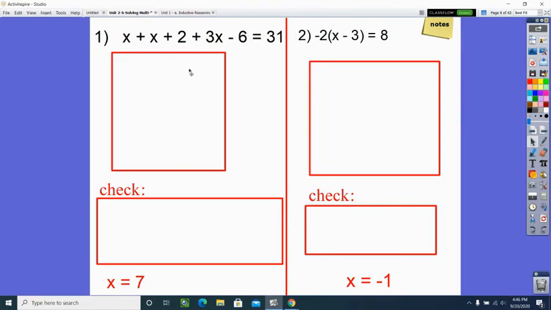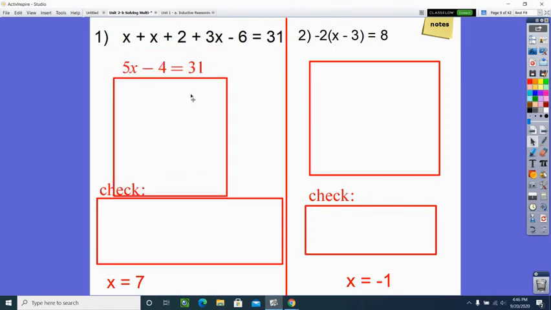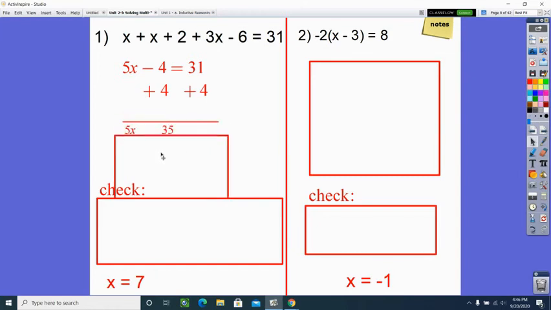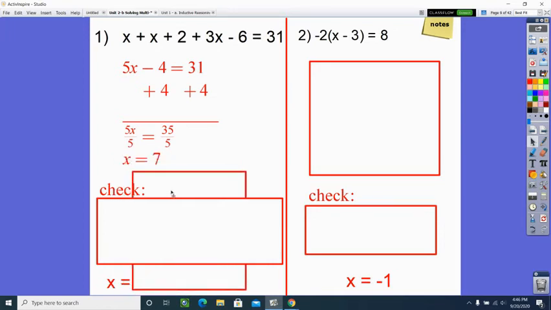So the first point would be to combine like terms. So if this is on your paper, you kind of just gained a point. So x plus 3x would be 5x, and 2 take away 6 would be negative 4. And here we are at our two-step equation. We're going to add 4 to both sides. And if you did that, you just got the second point. Then you're going to divide by 5. You just got the third point. You got a good answer. You just got the fourth point.